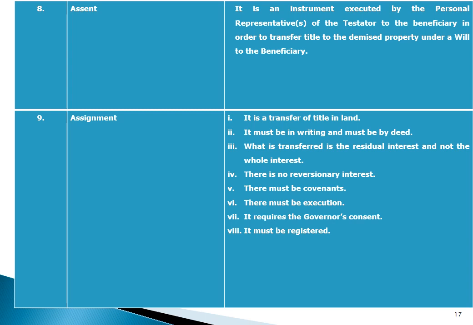Assignment. It is a transfer of title in land. It must be in writing and must be by deed. What is transferred is the residual interest and not the whole interest. There is no reversionary interest. There must be covenants. There must be execution. It requires the governor's consent and it must be registered.